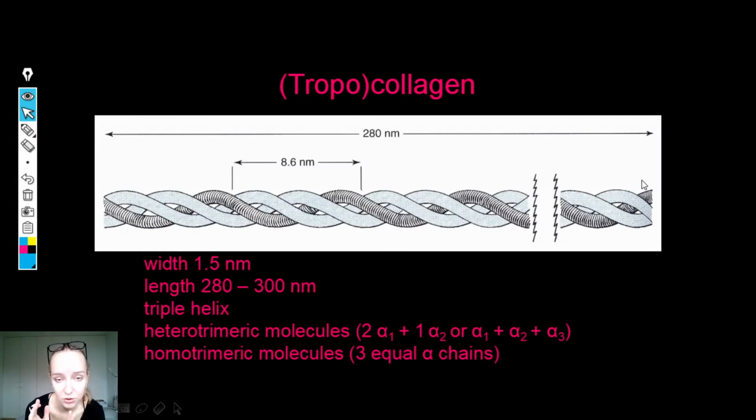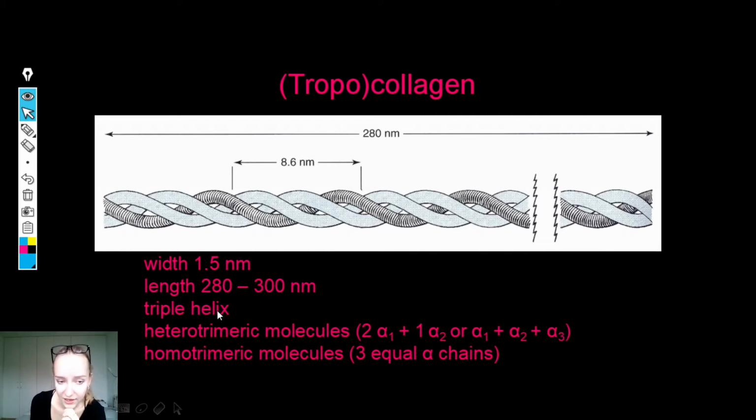And first we are going to describe tropocollagen, or only collagen. The length is about 280 nanometers, so this is the length of this molecule. The thickness is about 1.5 nanometers, so it's just a little above the observable limit of the electron microscope. And really what we can see right here are the chains of tropocollagen. So remember, it's a triple helix, and these chains can be different, or they can be the same, but most of the time they are different.